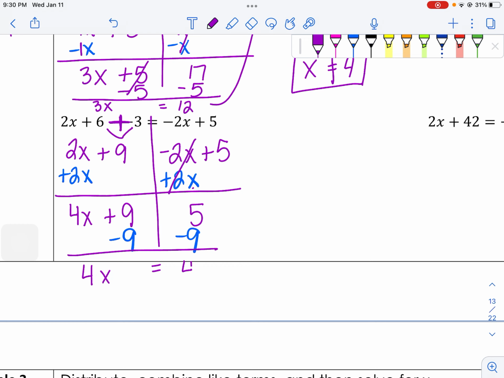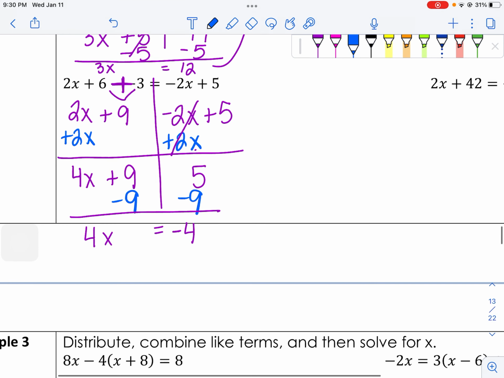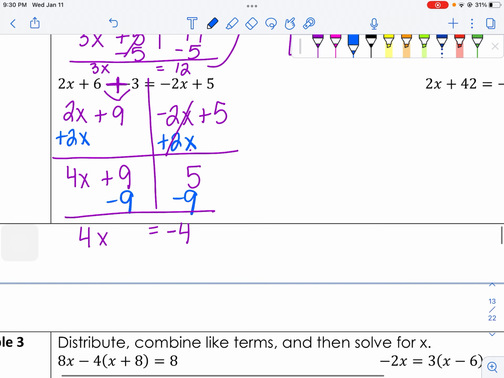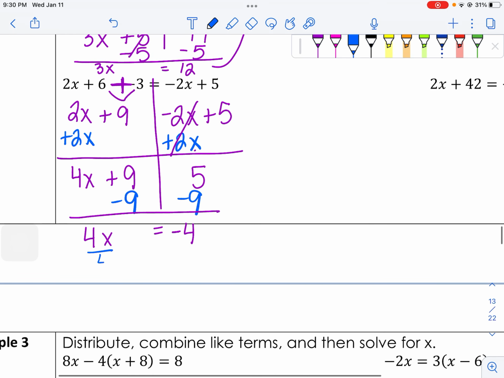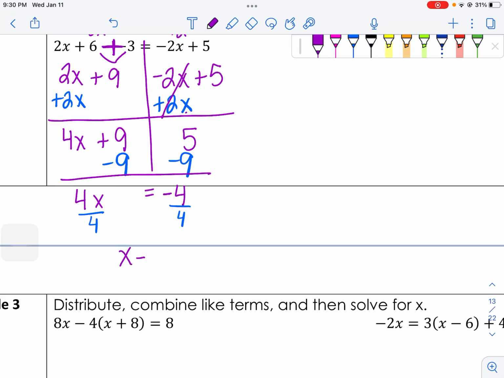9 take away 5 is 4, but again, 5 is smaller, so your answer is going to be negative. Or 9 is bigger, so you have more negatives. So negative 4 there. Then 4x equals negative 4, divide by 4. And we get x equals negative 1 as our final answer there. We have a 4 divided by 4, but it's negative divided by a positive. So you get negative 1.